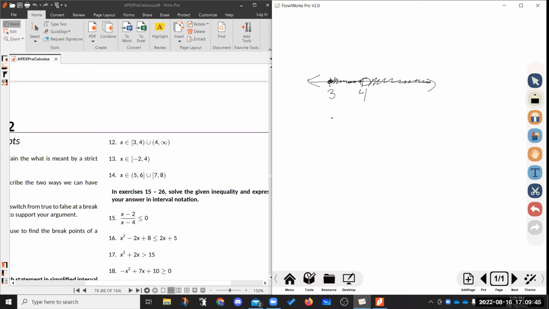So we have x is between 3 and 4, or x is greater than 4. That's one of the ways that I can express that. That's number 12. Number 13.